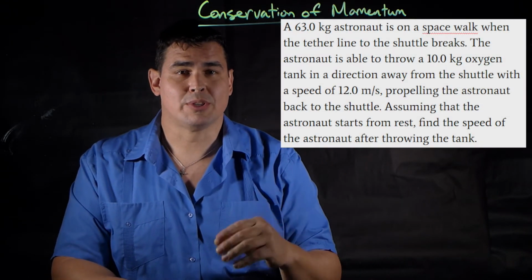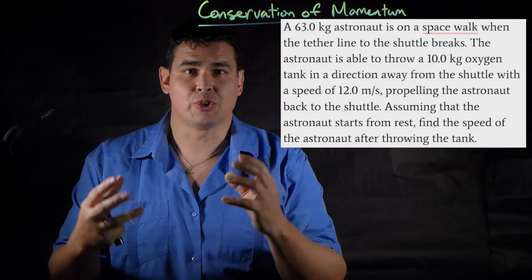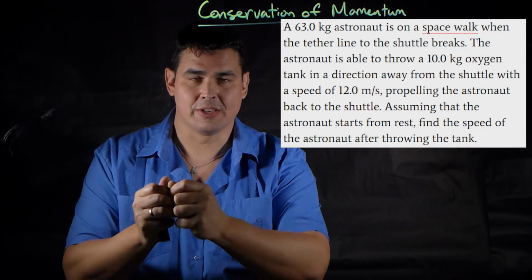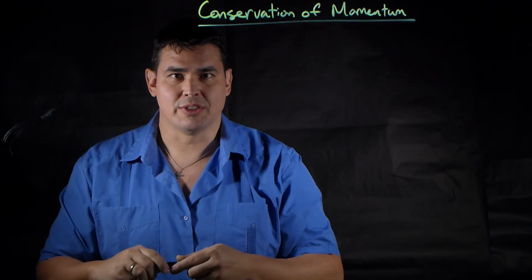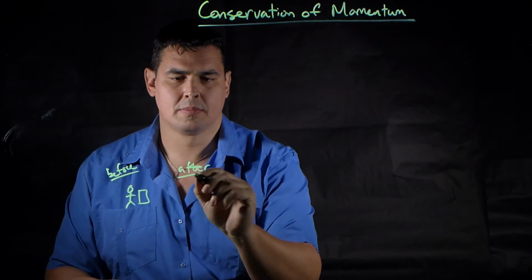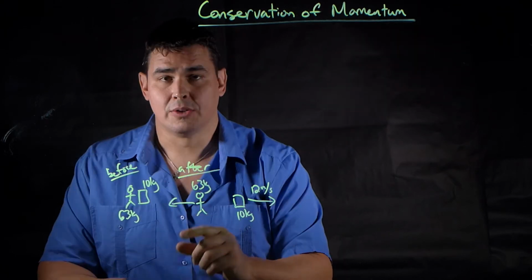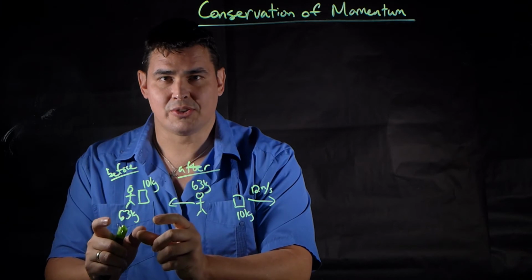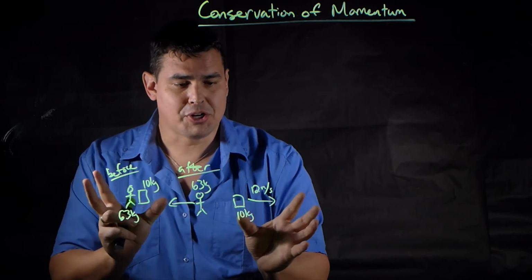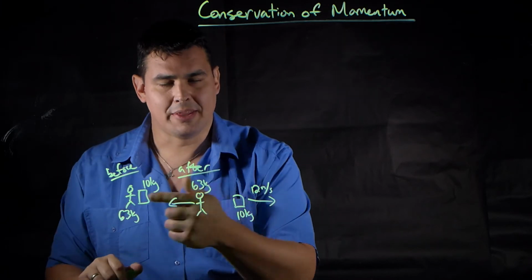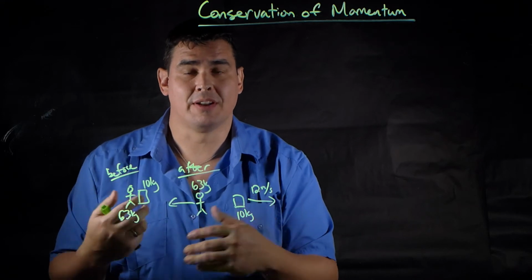Okay, so here's my third example. This is an example of what's called an explosion, because in this case you start with something that's not moving, and then the two things separate. So let's draw this problem out. I have an astronaut at rest, him and a tank, and he's going to push it apart. The tank is going to go flying one way, and the astronaut's going to go flying backwards because of conservation of momentum.